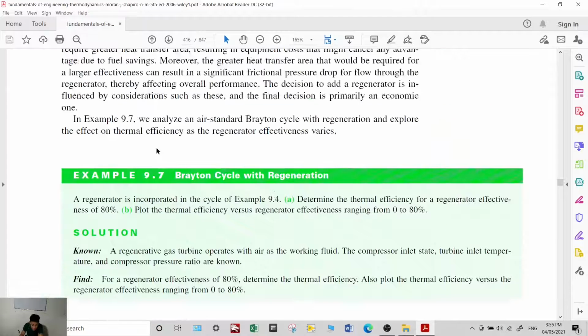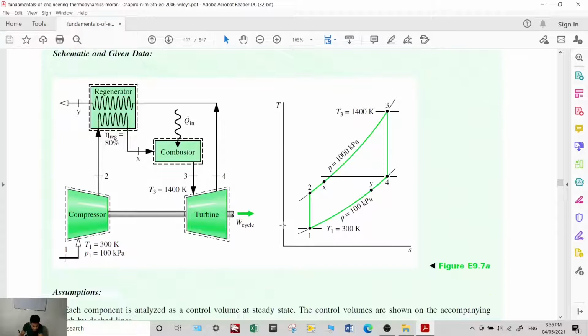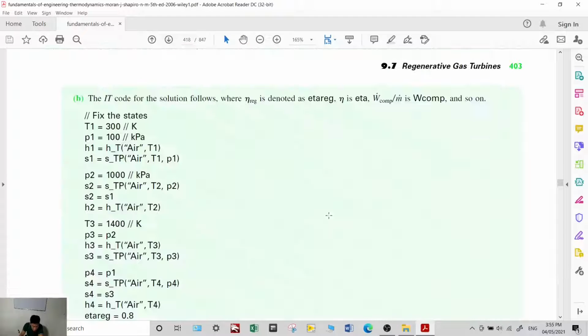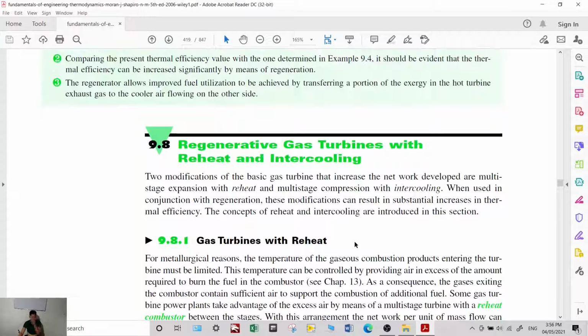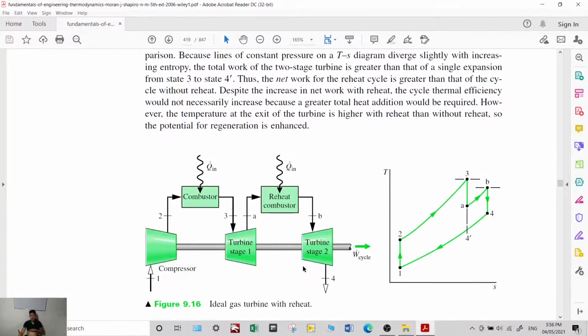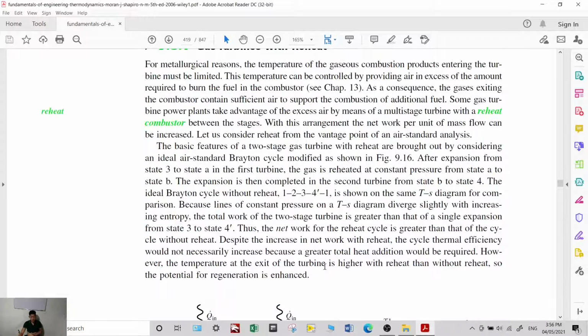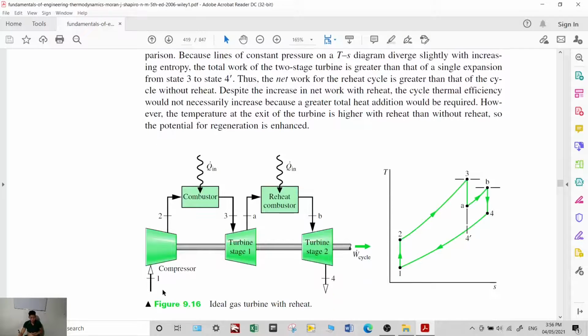Again, just solve this sample problem here in the book. We also have the regenerative gas turbine with reheat and intercooling. Their purpose is to increase the thermal efficiency. So this is the scenario for a gas turbine with reheat. You have air from the surroundings, you compress it to state 2, then heat transfer, which is used in state 3.